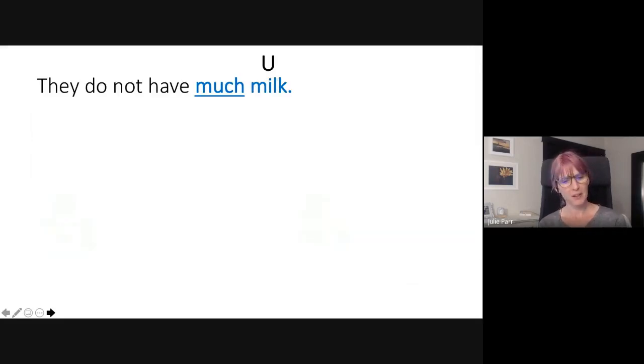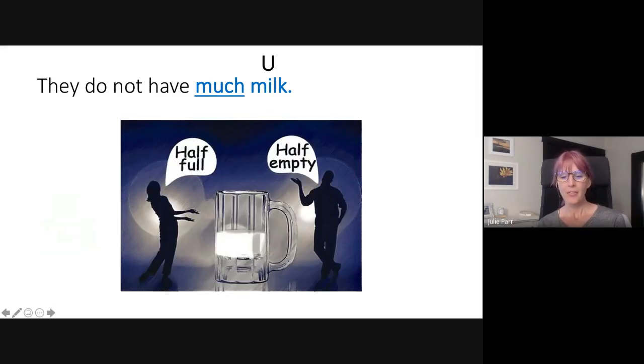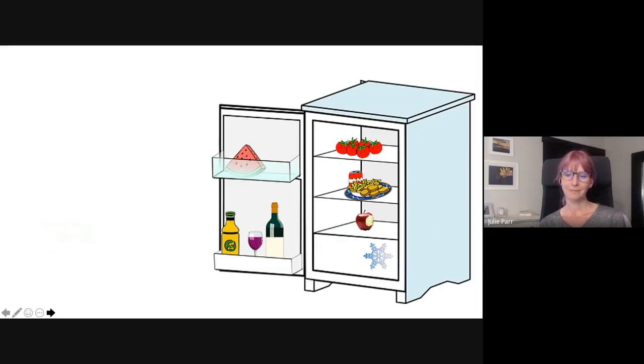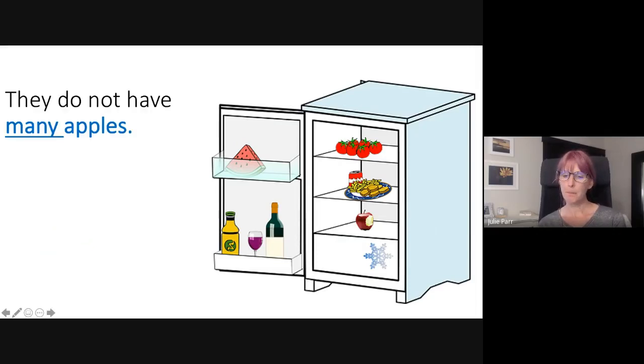They do not have much milk. There is some milk. There is a little milk. But there's not a lot of milk. Milk is uncountable. There's a little milk. I can say they do not have much milk. They do not have many apples. There is one apple. They do not have many apples.